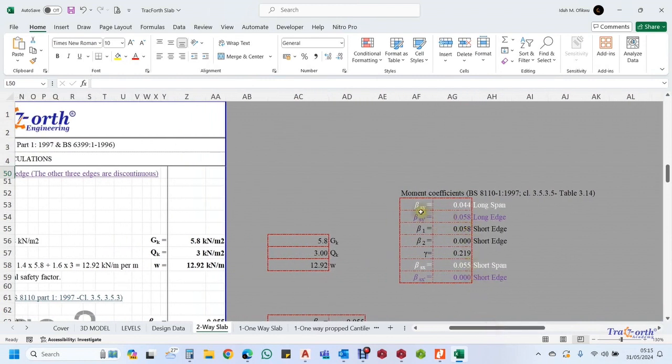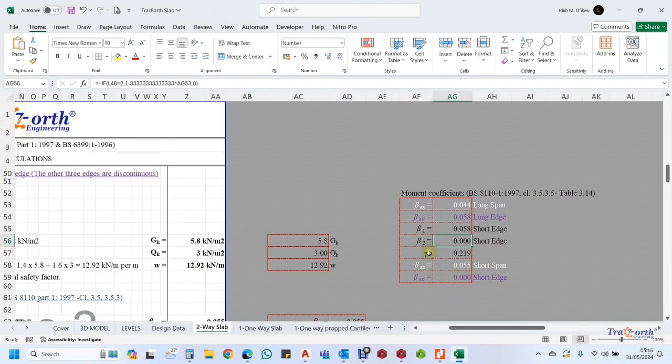Okay, but we'll go through one by one. So in this table now, we have the BS, that's for the beta, the factor for the long span and the long edges. We have it. Then for the short edge, in this particular case, the B2, because one of the short edges is discontinuous, meaning the factor there is 0.